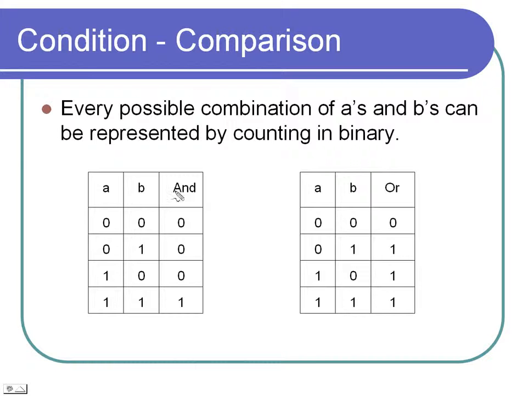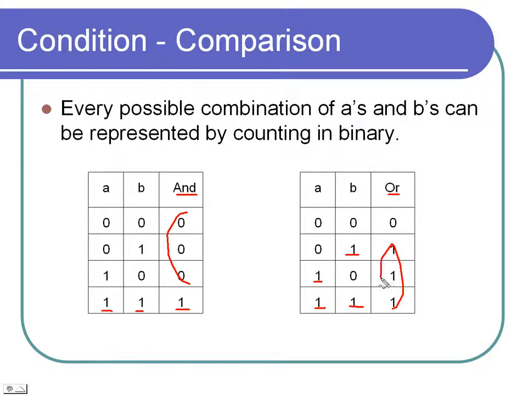Alright, in the AND situation, you must have both 1s. This has to be a 1 and this has to be a 1 in order to get a 1 out. That's the only combination that makes a 1 out under an ANDing condition. Anything else gives you a 0. Okay? On this one, the OR, as long as you've got a 1 someplace, which would be a true, you get a 1 out.